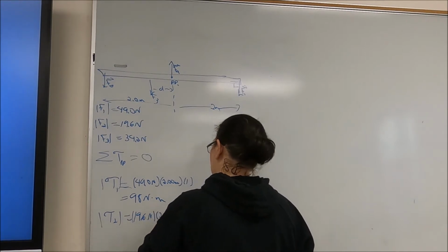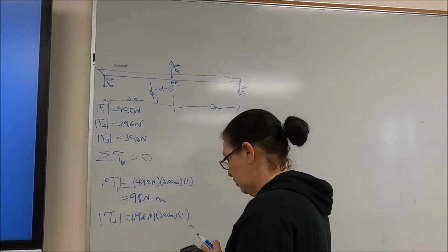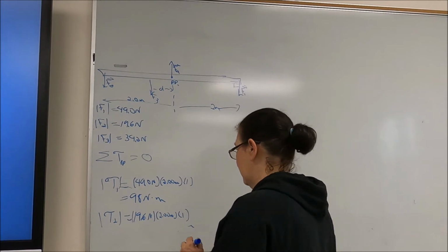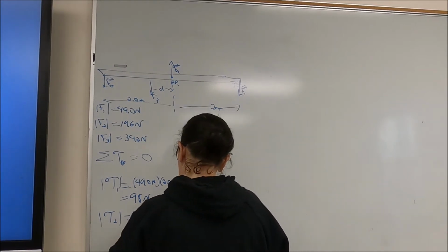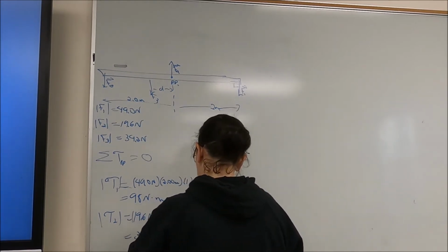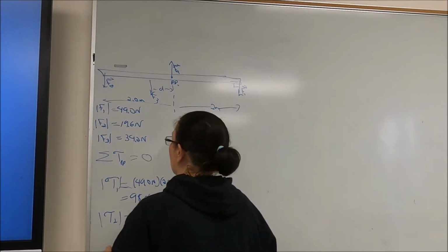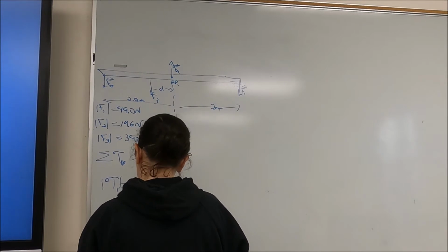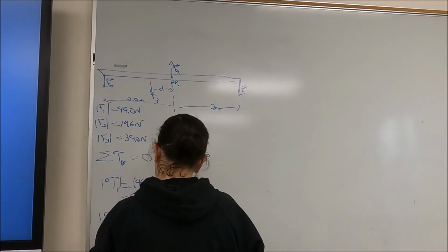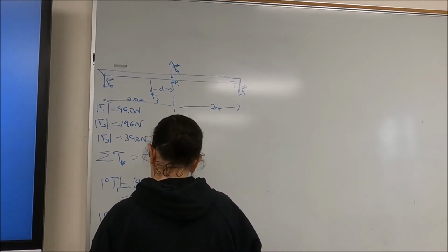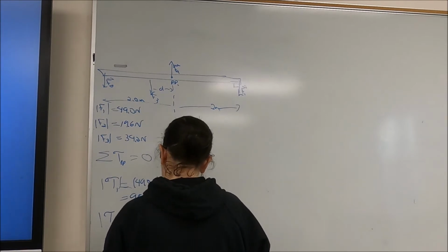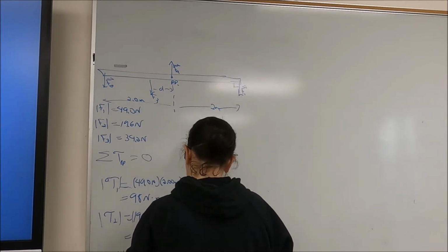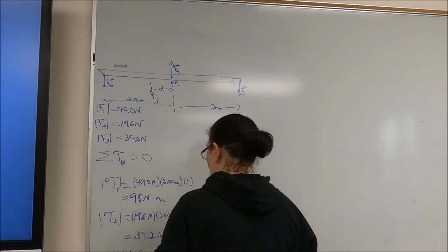The magnitude of torque 2 is going to be 19.6 newtons times 2 meters times 1. So 2 times 19.6, that's 39.2 Newton meters. And of course, torque 3 is going to be 39.2 newtons times D times 1.